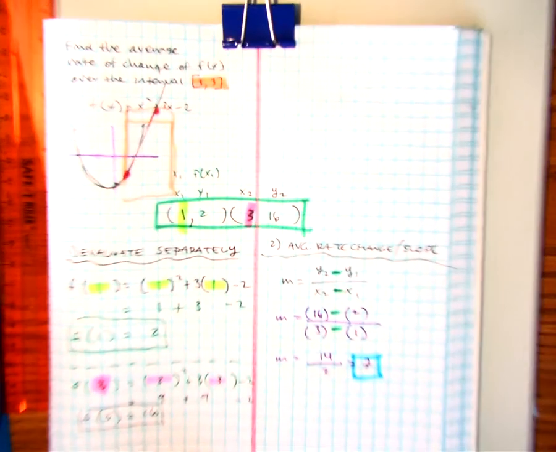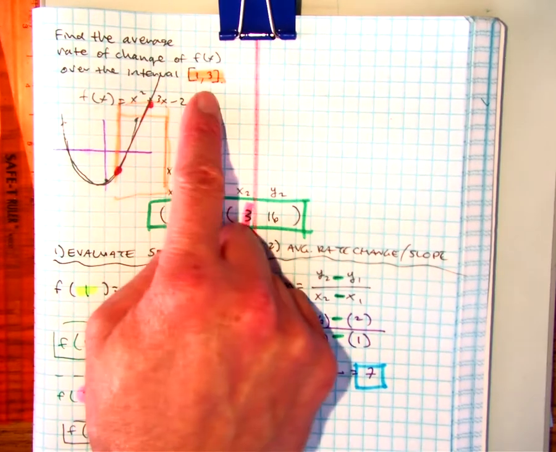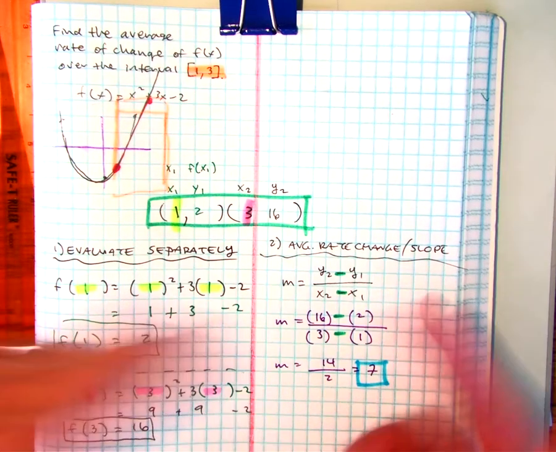So to review, in this problem they give us an interval in interval notation. We evaluate the endpoints separately, and then you find your average rate of change.